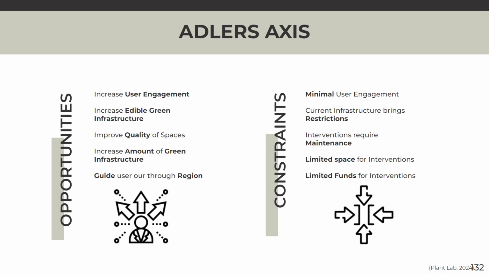Here are some of the opportunities and constraints that we identified on our site. Some of our opportunities are to increase user engagement, edible green infrastructure, and amount of green infrastructure. Also to improve quality of spaces and guide users through our region and connecting to other regions. Some of our constraints are minimal user engagement, current infrastructure brings restrictions, interventions require maintenance, and also there is limited space and funds for interventions.